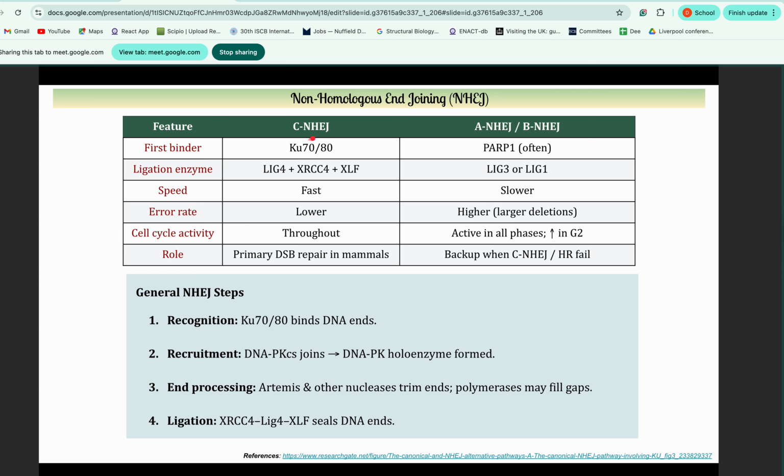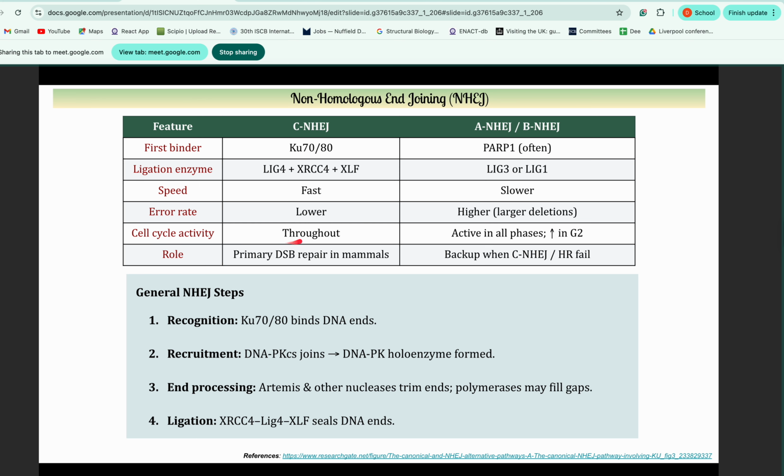The first binder in canonical NHEJ was Ku70/80, whereas in alternative NHEJ it was PARP1. So there is competition between both of them to recognize the double strand break site. For ligation, in NHEJ we had ligase 4, XRCC4 and XLF, whereas in alternative NHEJ we have ligase 1 and 3. Canonical NHEJ is a faster repair mechanism, whereas alternative is slower. Error rate is low in NHEJ, whereas it is high in alternative NHEJ, because larger deletions are taking place.